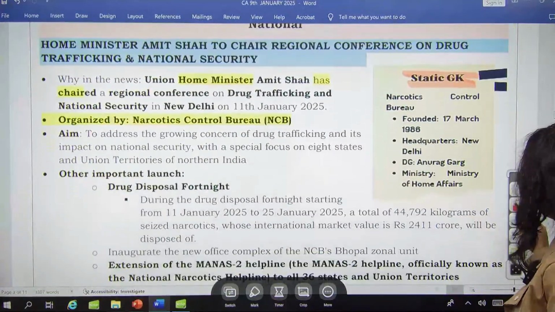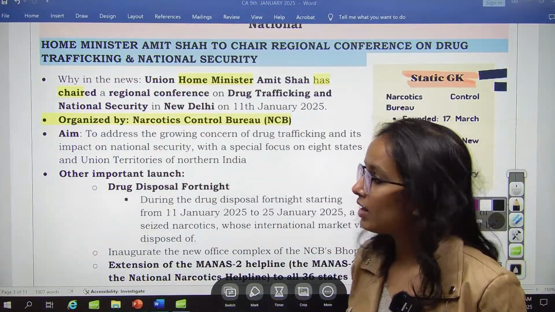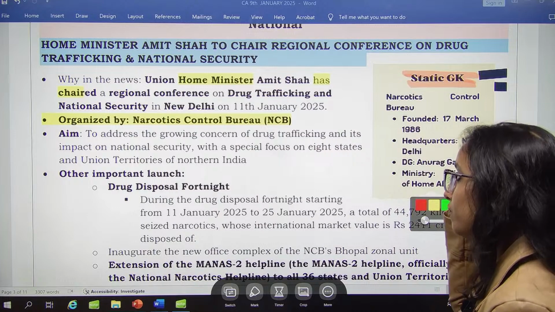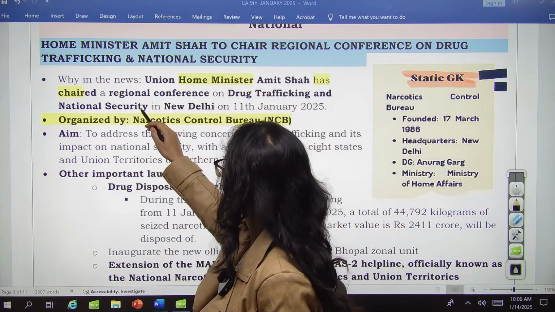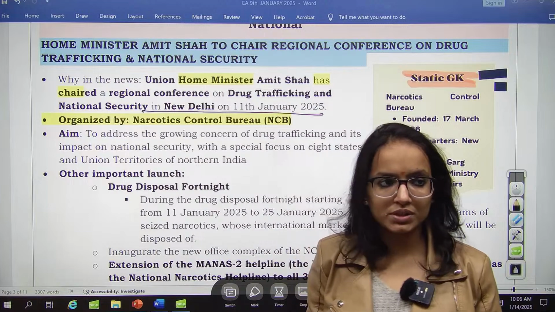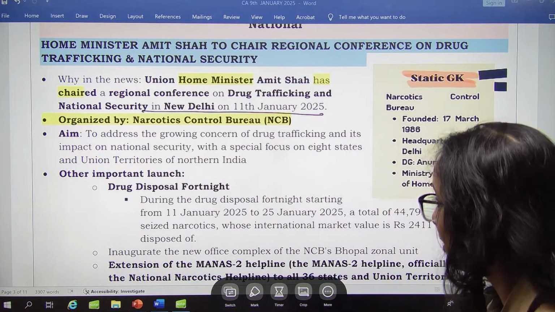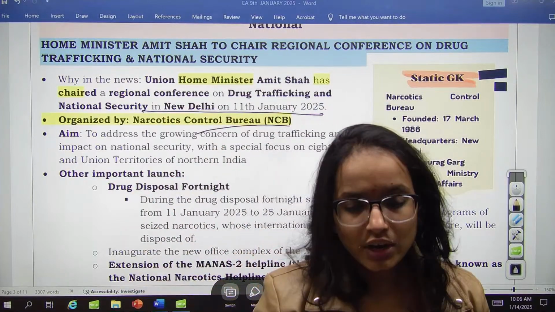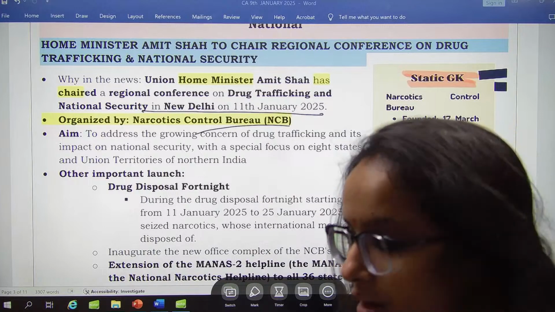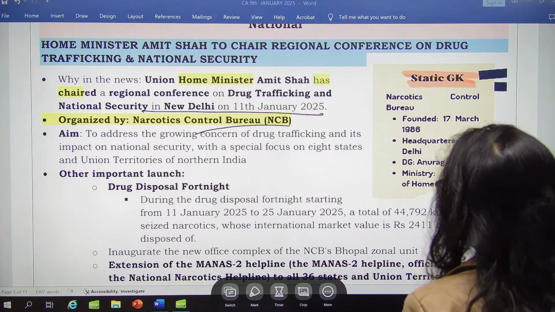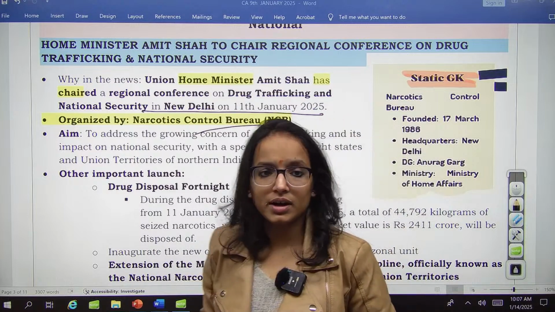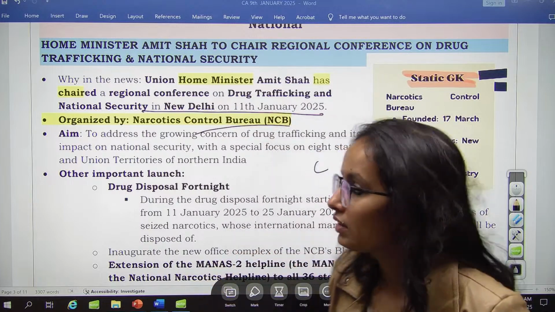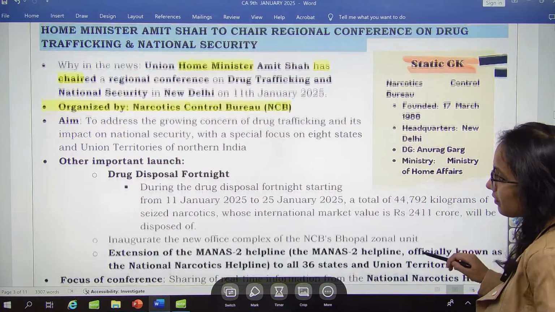Then moving to national news, remember Home Minister Amit Shah has chaired a regional conference on drug trafficking and national security in New Delhi. So recently this conference was held in New Delhi, which was chaired by Union Home Minister, which was organized by NCB, Narcotics Control Bureau, to address the drug abuse issues in India and drug trafficking as well. Because drug trafficking is not only an individual issue or personal issue, it is a national security threat, right? This was the meeting.